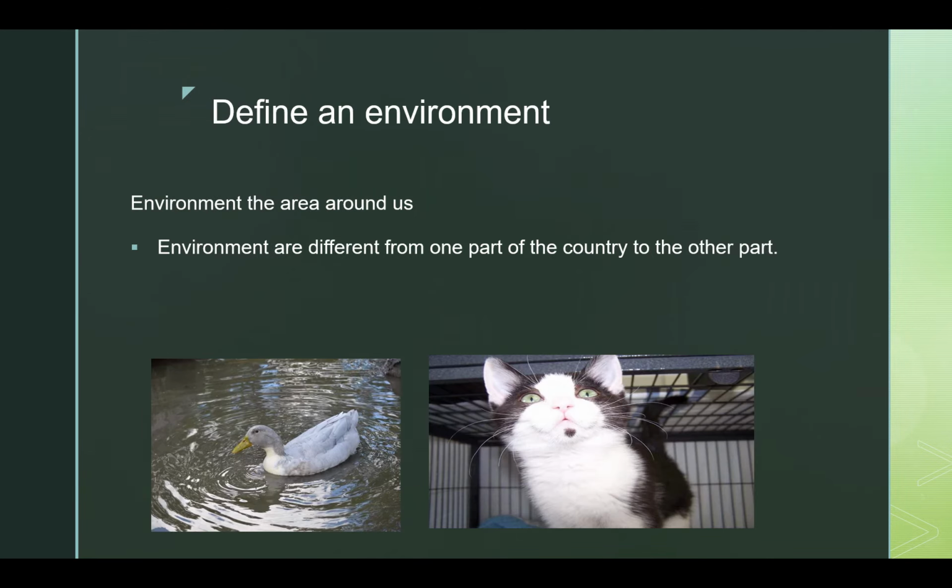First of all, now move to the next slide and we can see the environment. Define an environment. Environment is the area around us. Environment is a particular area around us. Environments are different from one part of the country to another part. From country to country, environment varies. So from one country, the environment changes, and when we move to another country, the environment is totally changed. So environment can vary from country to country.